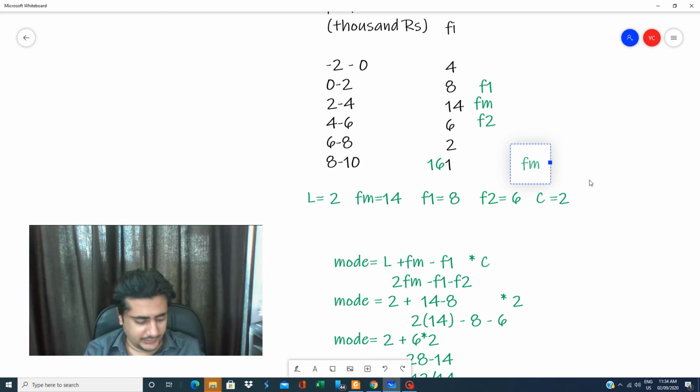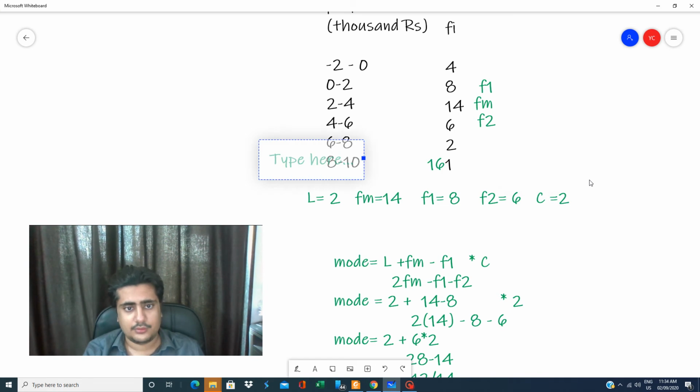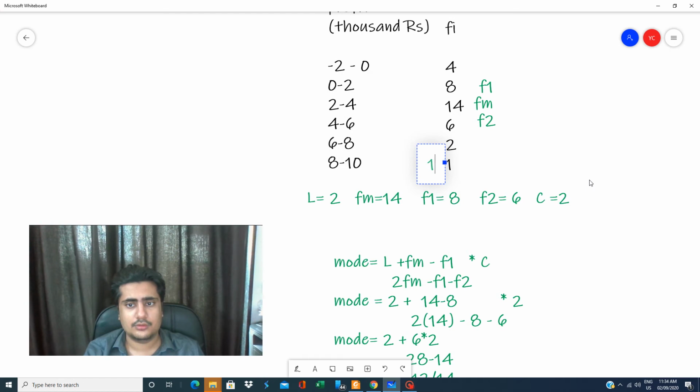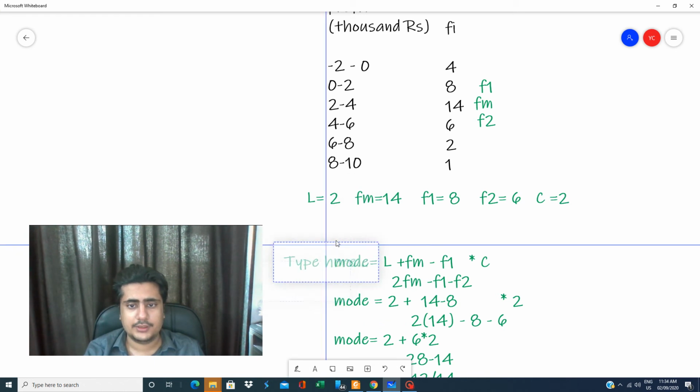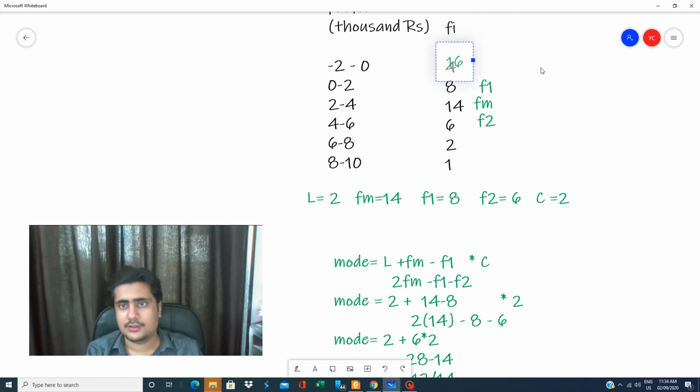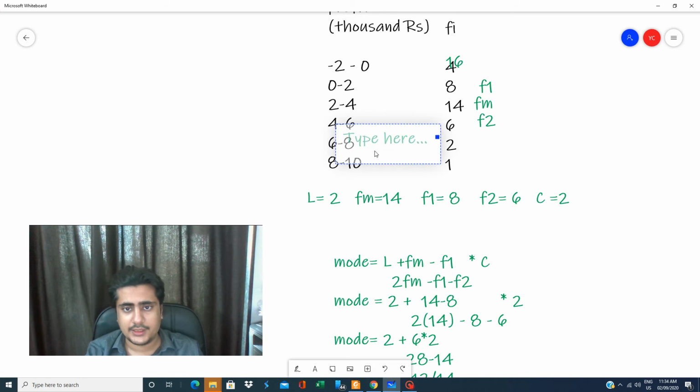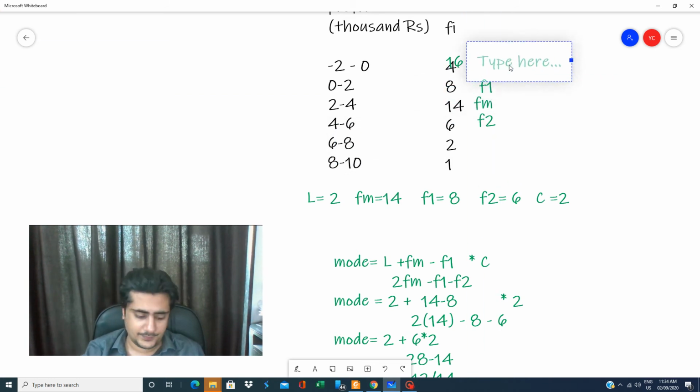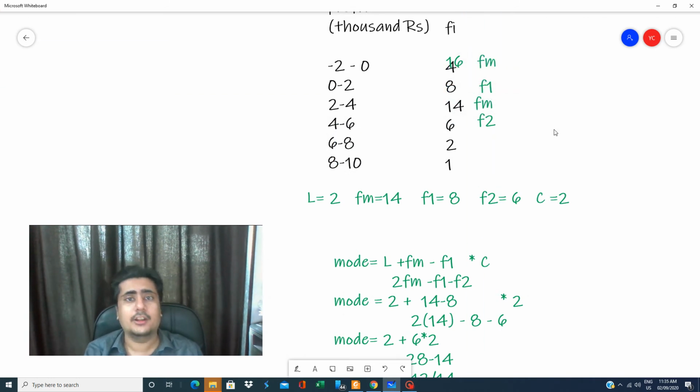The same way, if I tell you that this highest frequency is in the first class, let the 16 be in the first class. You will term this 16 as Fm. Then what will be the F1? So again there is a question, then what will you do?